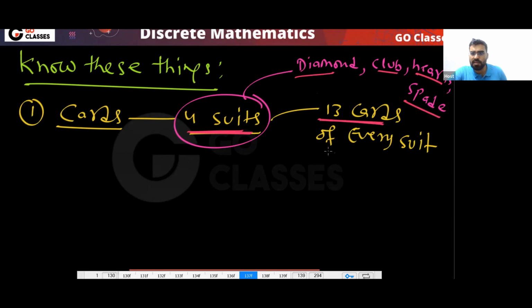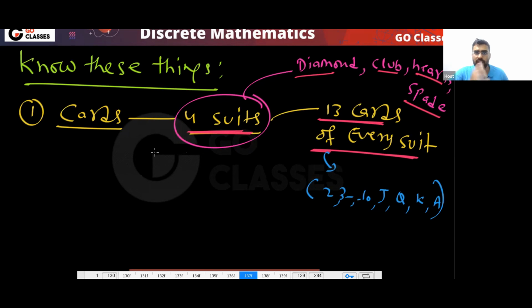And we have 13 cards of each suit. These 13 cards are from 2 to jack, queen, king, ace. So 13 cards like 2, 3, and so on, 10, jack and so on. I promise you one thing: in the GATE exam or in any other exam, they assume that you understand all these things.